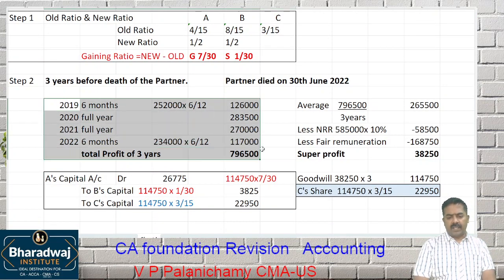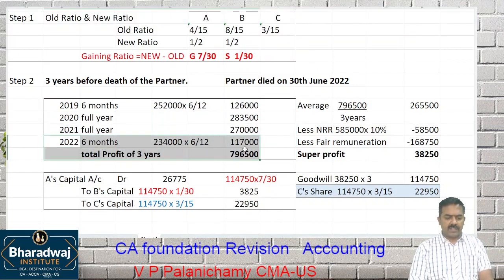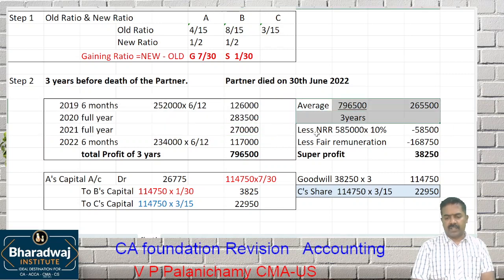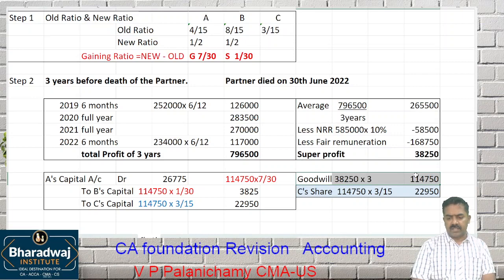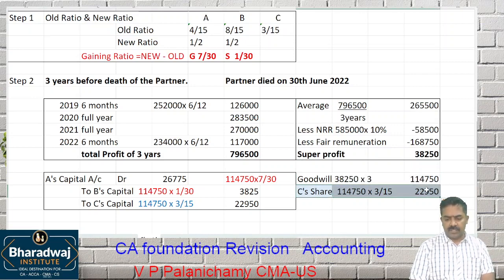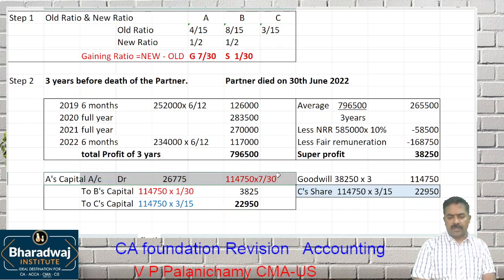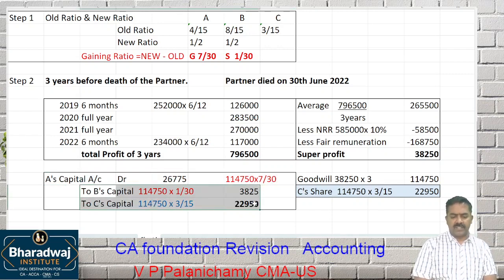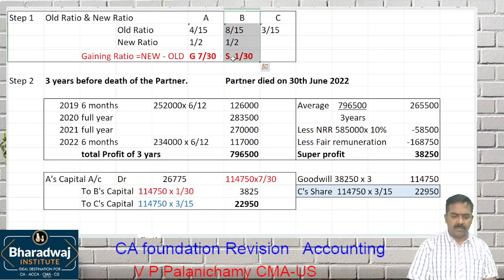Once again, I repeat. Any doubt in taking 3 years? Current year 6 months, then 2 years, then 2019 6 months. The average we get after providing fair remuneration and NRR on capital, we get a super profit of 38,250. That into goodwill, there is 3 years purchase. Her share is 22,950. Gaining partners' capital accounts are debited to sacrificing partners' capital. In this question, B is also sacrificing.